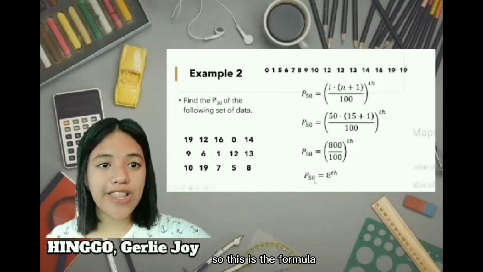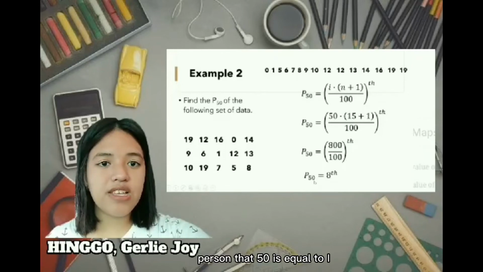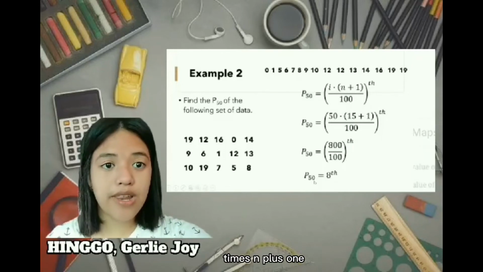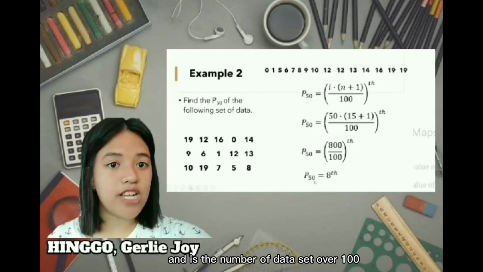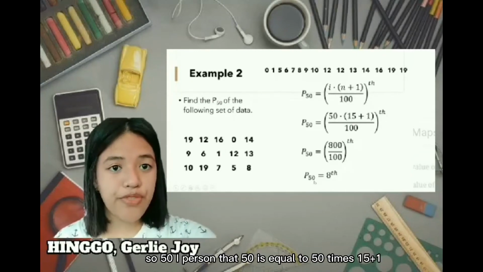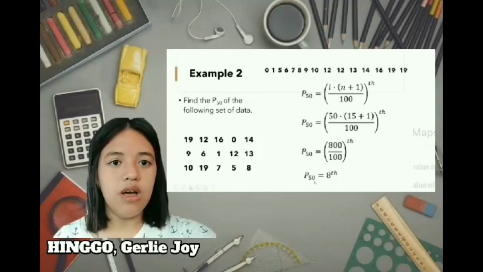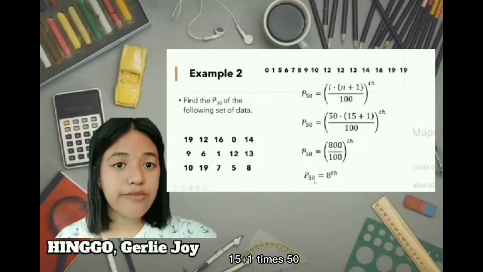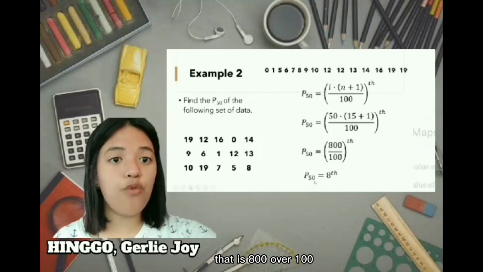So this is the formula to find the 50th percentile. Percentile 50 is equal to i times (n plus 1) over 100, where n is the number of data in the set. So percentile 50 is equal to 50 times (15 plus 1), which is 16, times 50, that is 800 over 100.